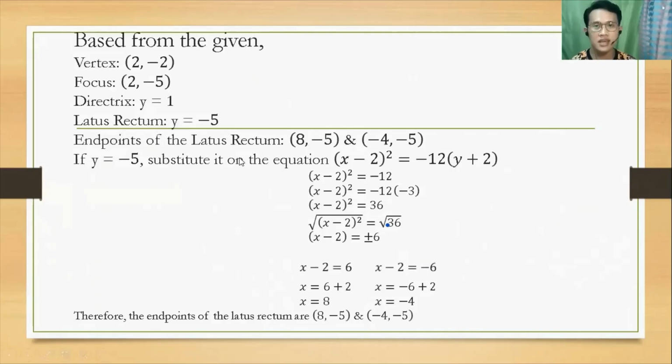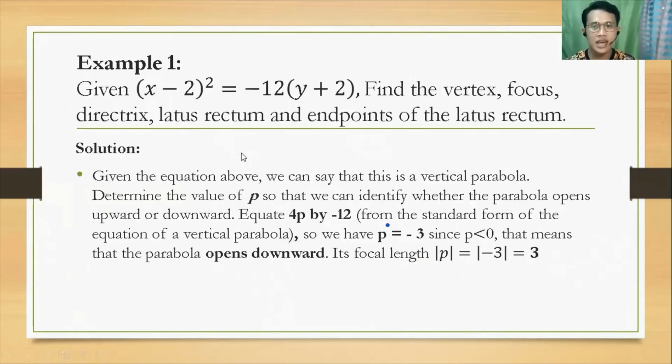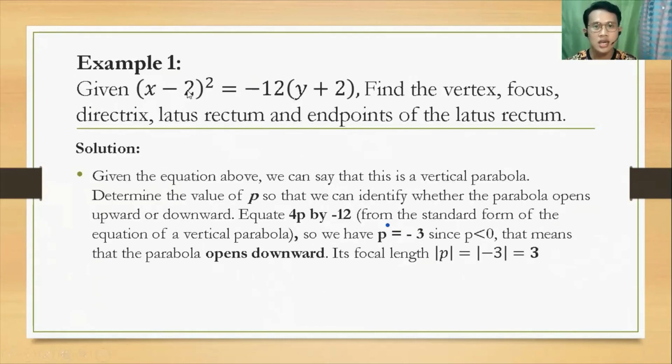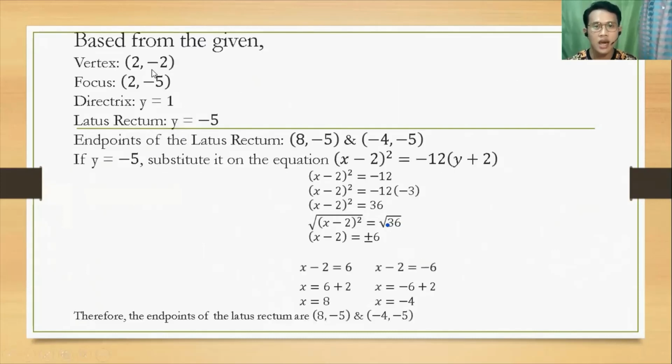Based on the given, guys, we can identify the vertex. Yes, because it is in here. We have h here and we have k. So h is negative 2. I mean, h is 2. And then your k is negative 2. And for the focus, that is 2 and negative 5.